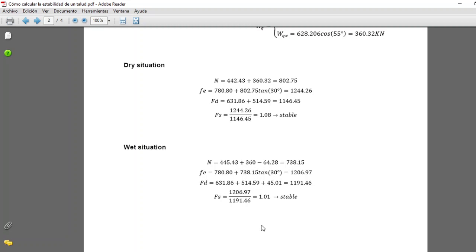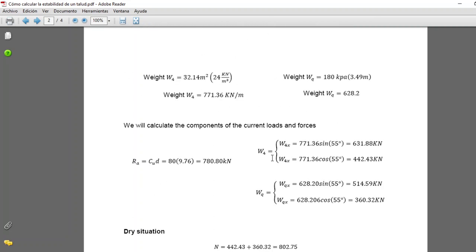And to calculate the safety factor, we are going to divide 1,206.97 by 1,091.46 kilonewtons, and we have the result 1.01, and we can say that it is stable, and that is all for today.